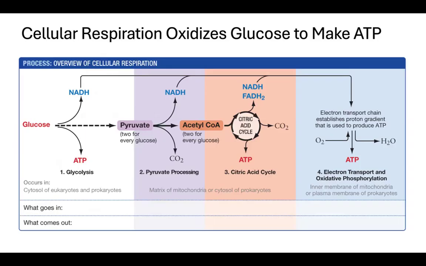And in each step, we can see here, we can list what goes in, and what comes out. So we're going to be doing that step by step as we go through this process.